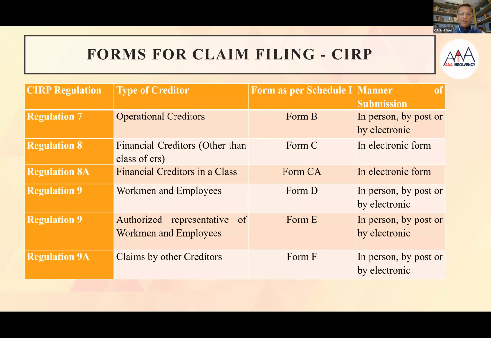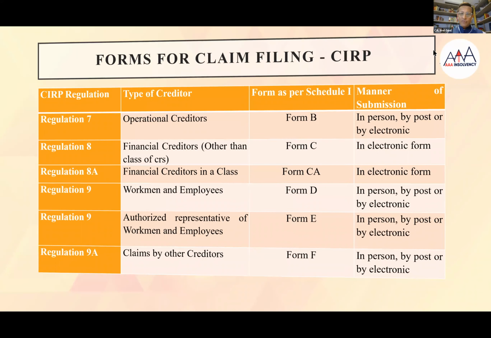One important difference that you would see for a financial creditor is that it is mandatory for them to submit their claims in electronic form, because they have to form the committee of creditors. If they submit in electronic form, it is evident that the claims were submitted electronically and there is proof. So there is no space for any dispute as regards the constitution of the COC. Therefore, the claim from a financial creditor has to be mandatorily in electronic form, so that it leaves evidence of when the claim was submitted. However, operational creditors, workmen and employees, authorized representatives of workmen and employees, and others can submit in person, by post or electronically, whatever they feel like.